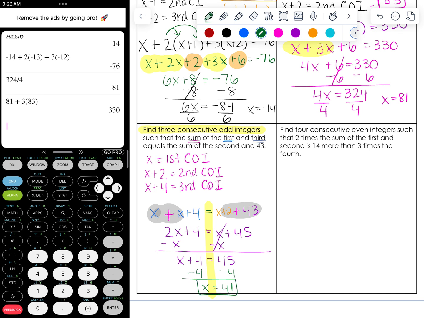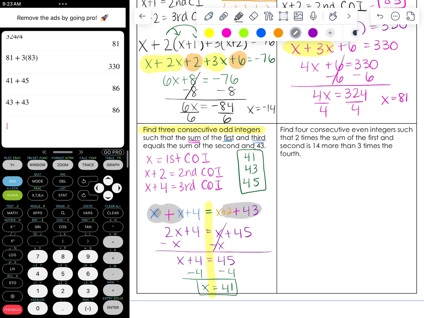So again, make sure you go back and answer. They want all 3 of them. So I got 41, 43, 45. Those are my 3 consecutive odd integers. And we're going to check, is the sum of the first, which is 41 plus 45, equal to the sum of the second, which is 43, and another 43. And yes, they're both 86, so you know you got it correct.